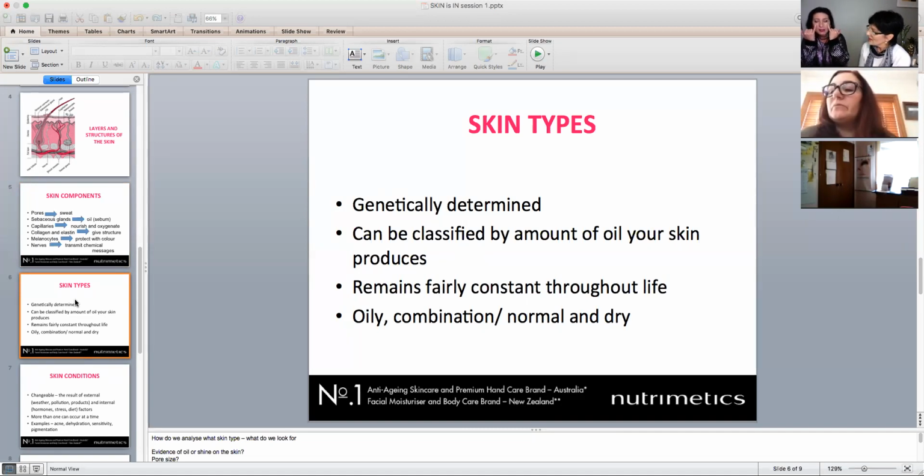And because the pores are larger, going back to what we said before about the sebum going up the hair follicle, it covers a larger area, hence more oily. And also it's regularly prone to blemishes, the blackheads and the breakouts that we spoke about before, yeah?